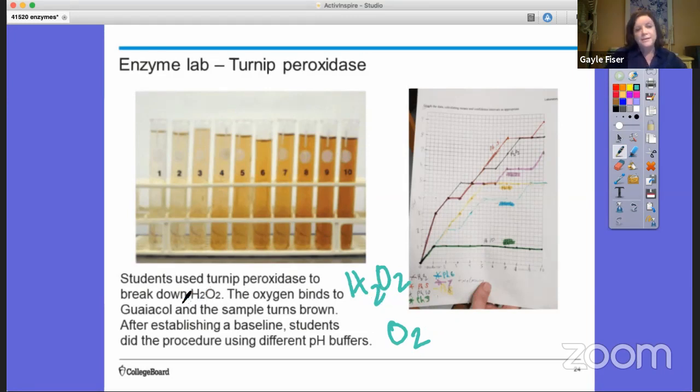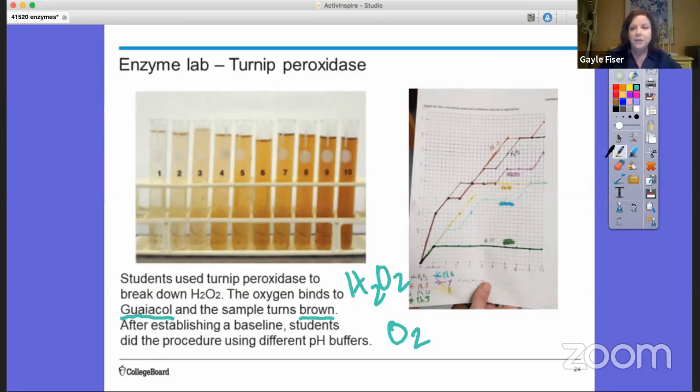So in the presence of oxygen, this indicator, guaiacol, which smells horrible, actually will bind to the oxygen, and when it does, it turns brown. So when it's brown, then we can tell there's oxygen there. And so the more brown, the more oxygen, which means the more peroxidase, the more H2O2 that is being broken down.